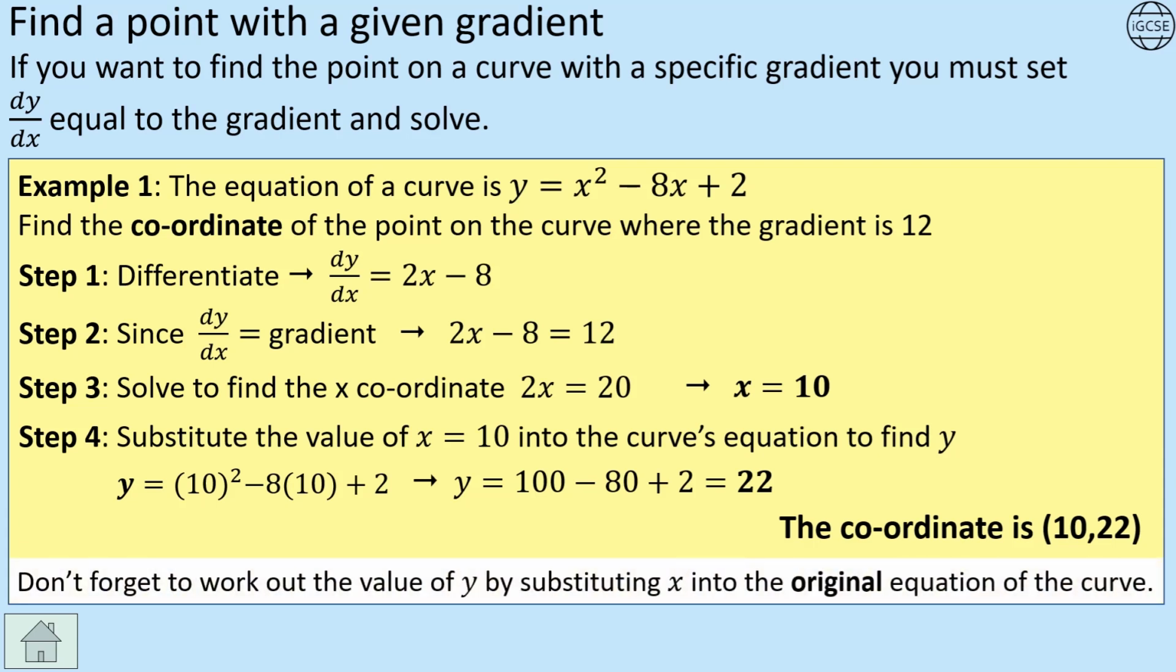Or what happens if the equation is a little bit more complicated? Well, let's have a look at that one. It says at the bottom here, like you can see, don't forget to work out the value of y by substituting x into the original equation.